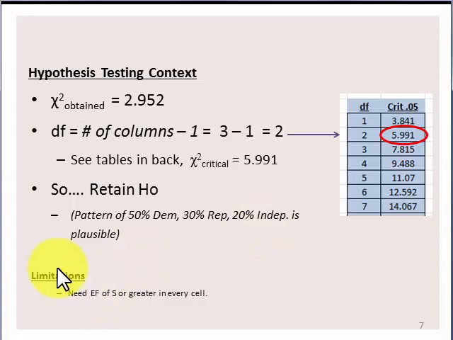I should mention here, there's one limitation when you're doing a chi-squared. You need to have at least 5 expected observations in each cell. So if I would have worked it out where an EF, an expected frequency, worked out to less than 5, I'd have to stop. It would actually be illegal to continue, and you could get arrested for that sort of thing.